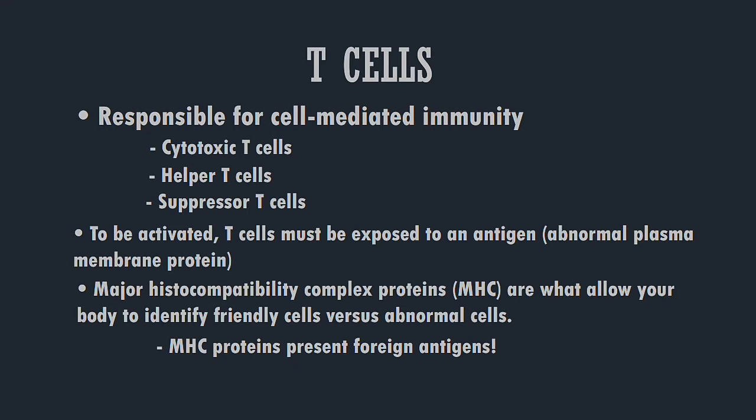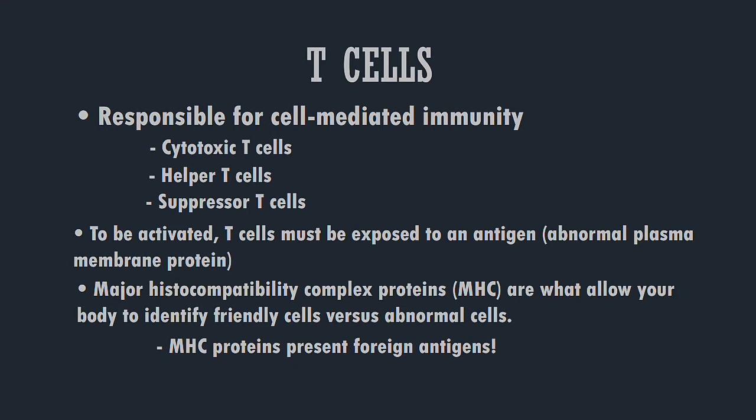The reason I say abnormal plasma membrane proteins is that it's abnormal to you. You have your own particular proteins on the surface of your cells, based on your genetics. Even your brother and your parents are going to have slightly different proteins. So with the introduction of abnormal membrane proteins, your body will respond to those antigens on T cells and their abilities.